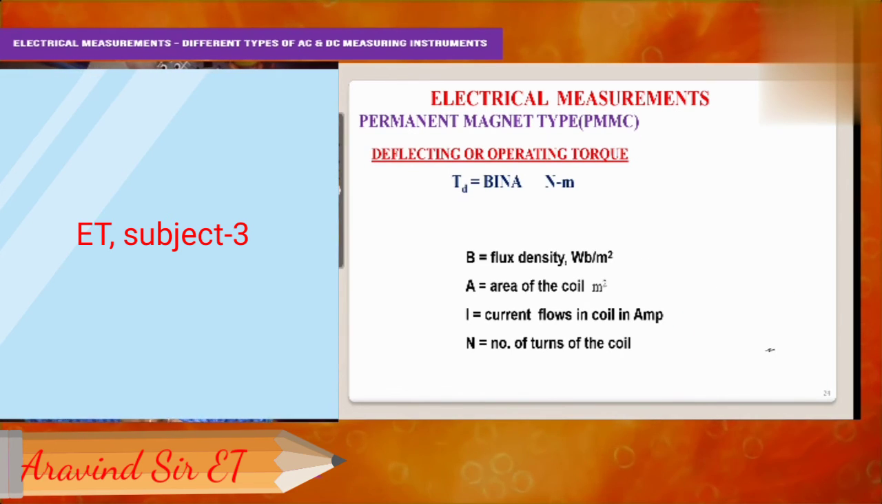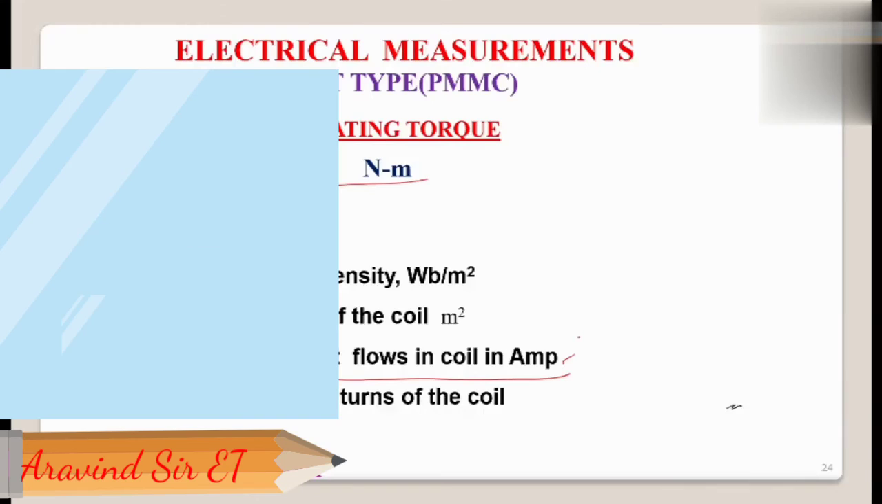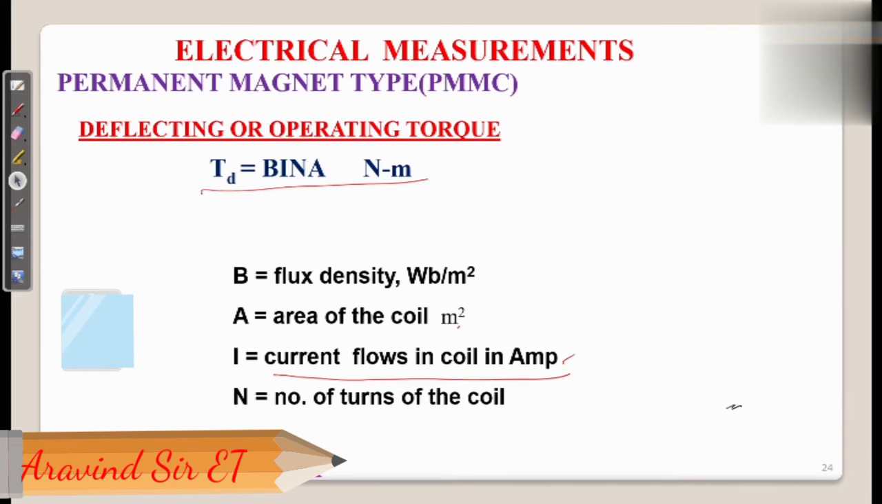So here, how is the deflecting torque? The deflecting torque is due to the current. The deflecting torque is given by B I A N. B is nothing but flux density in webers per meter square. I is nothing but the current flowing in the coil in amperes. A is the area of the coil, measured in meter square, whereas N is the number of turns of the coil. In that way we calculate the deflecting torque in the case of the permanent magnet moving coil.